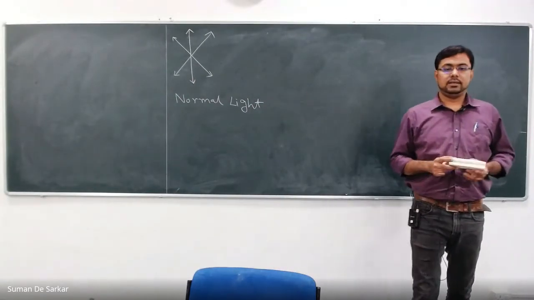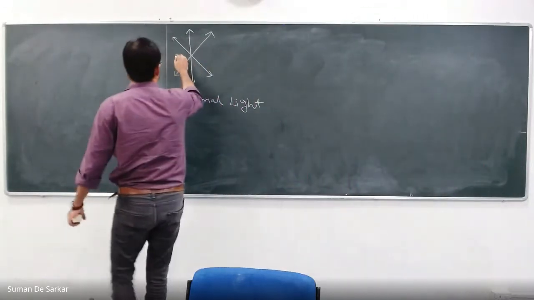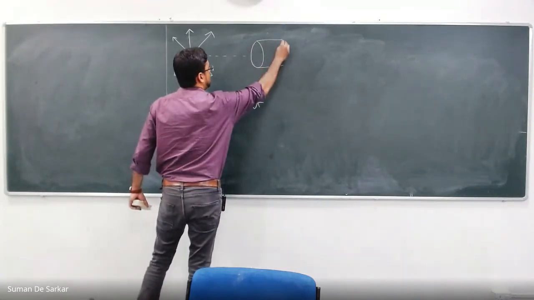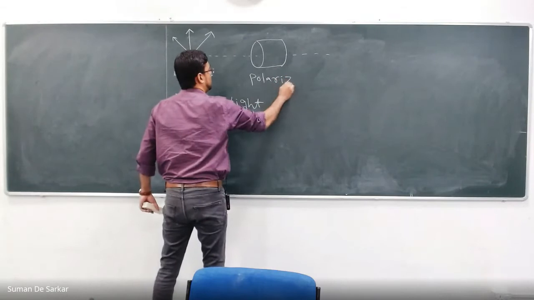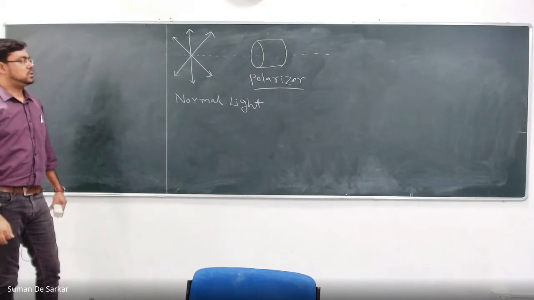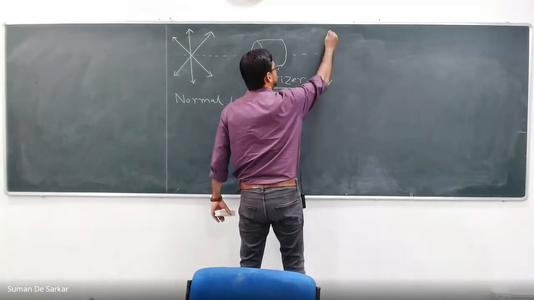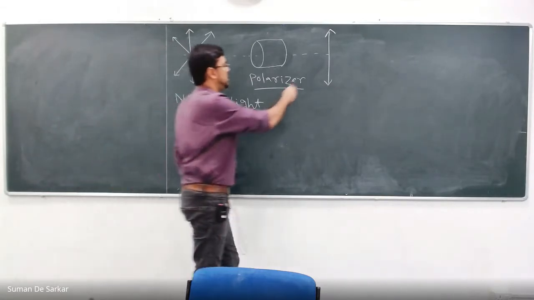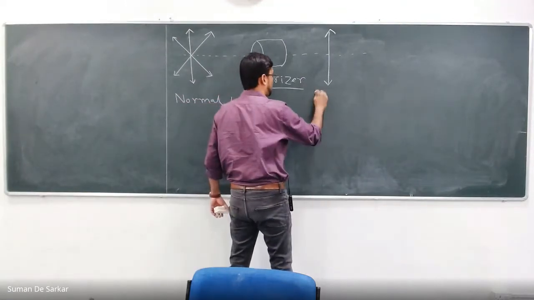One scientist, his name was Huygens, a Dutch scientist, discovered that if you take this normal light, where the electric fields are oscillating in different directions, and pass it through a polarizer, it starts oscillating in a particular direction. And this light is called polarized light, or in more scientific terms, plane-polarized light.